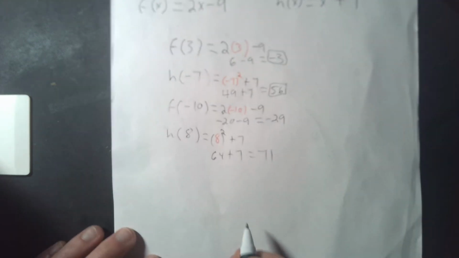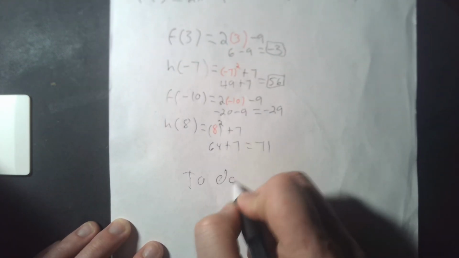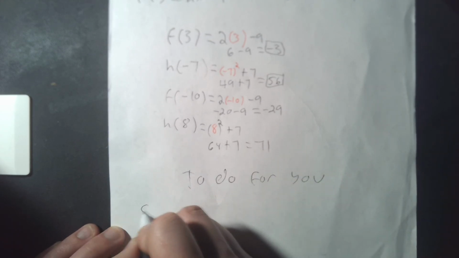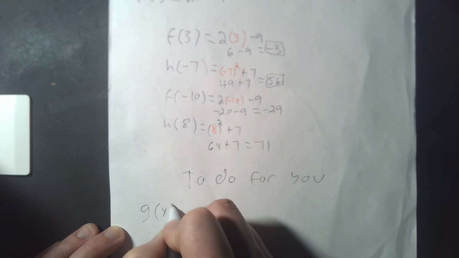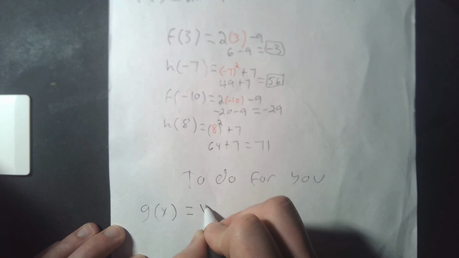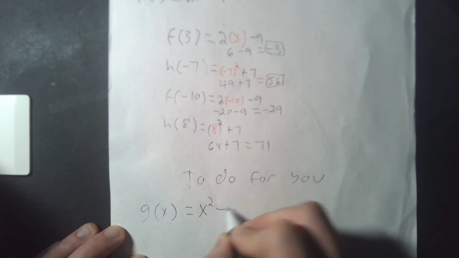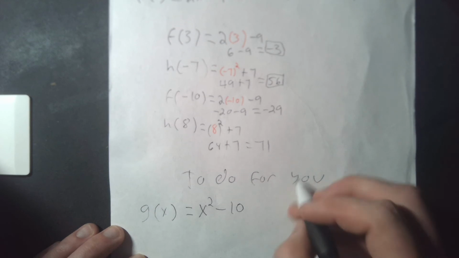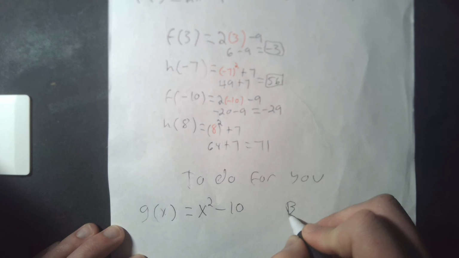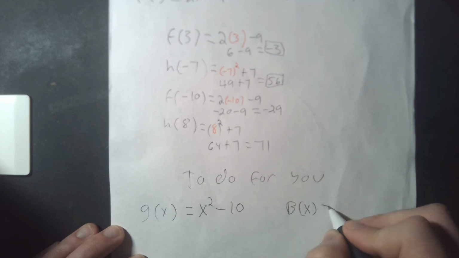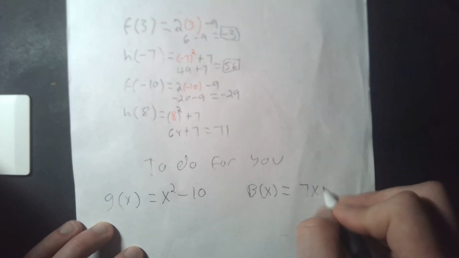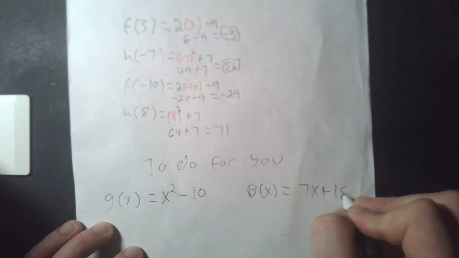So what I want you guys to do for you is, let's see, we're going to have a g function. We'll have g of x equals, let's try x squared minus 10. And let's have a b function. It doesn't like the letter b. b of x equals 7x plus, let's throw in a 2-digit number here, 18.